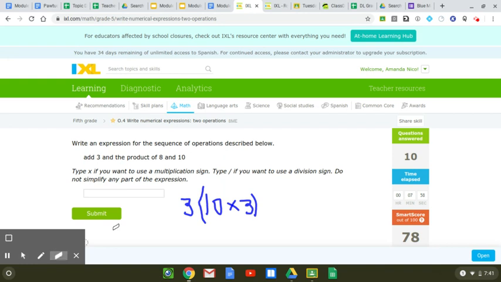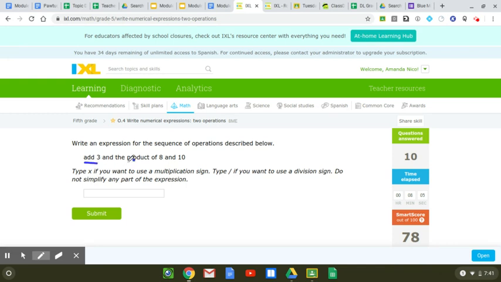Alright, and we'll just do a couple more. So we are adding 3 to the product of 8 and 10. So that's the same as saying 3 plus. Okay, product means the answer to 8 times 10. So I can just do 8 times 10 here. That one was pretty straightforward.